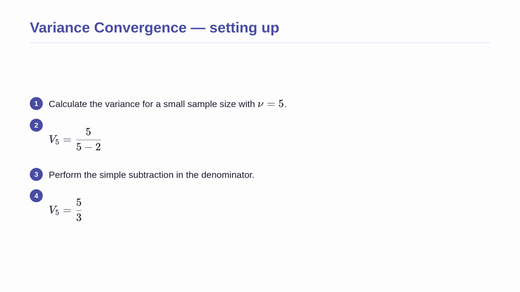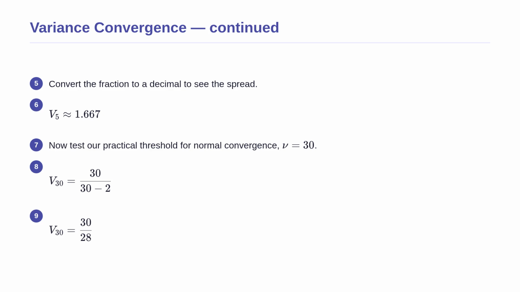First, let us plug in a small sample size with nu equal to 5. We substitute 5 into our variance formula, giving us 5 divided by 5 minus 2. Performing the simple subtraction in the denominator leaves us with 5/3. This step shows us exactly how much wider the spread is when we only have a few independent data points to work with. Continuing our calculation, 5 divided by 3 is approximately 1.667. This is significantly larger than the standard normal variance of 1, proving that the curve is much wider for small samples.